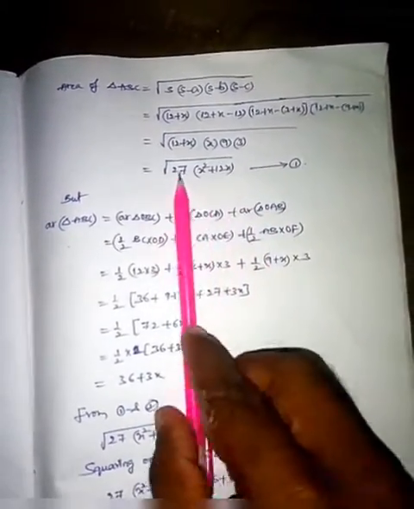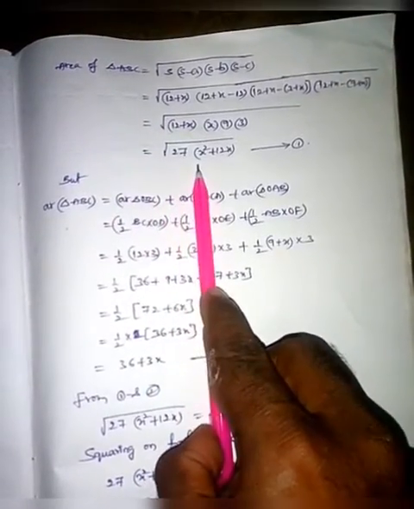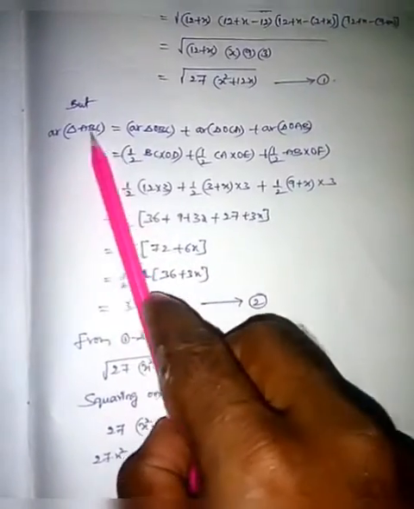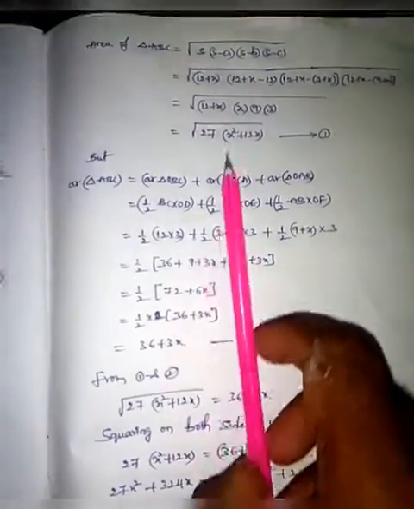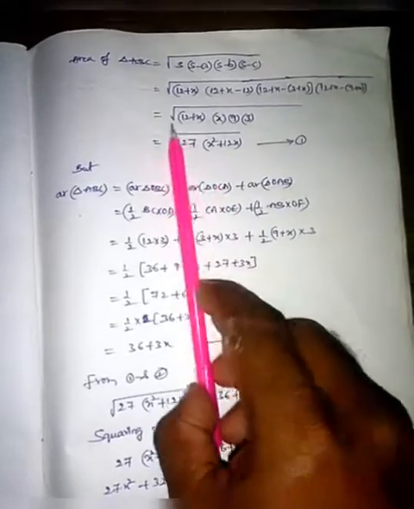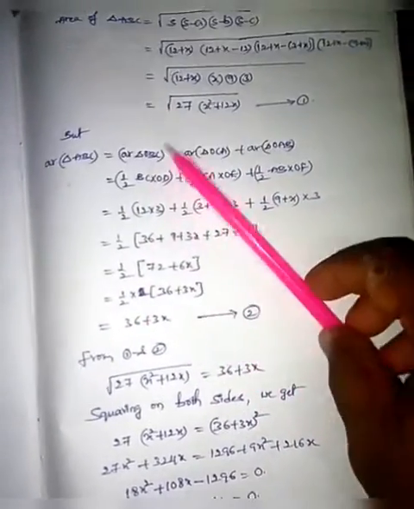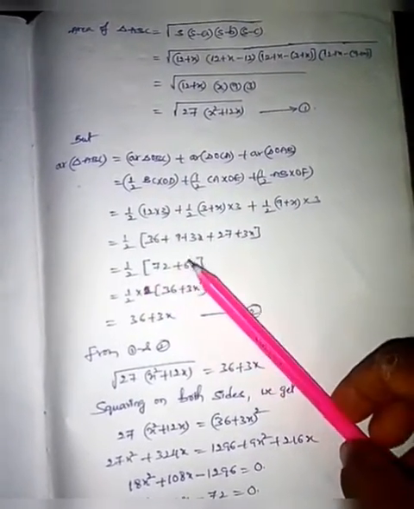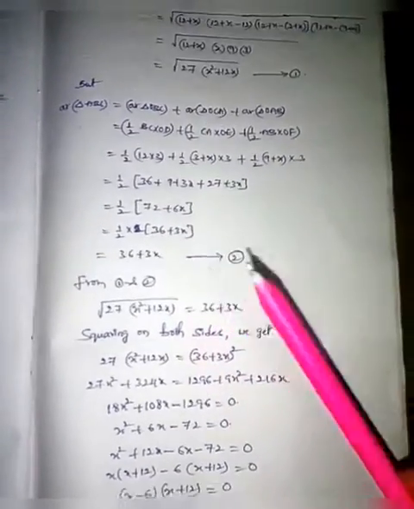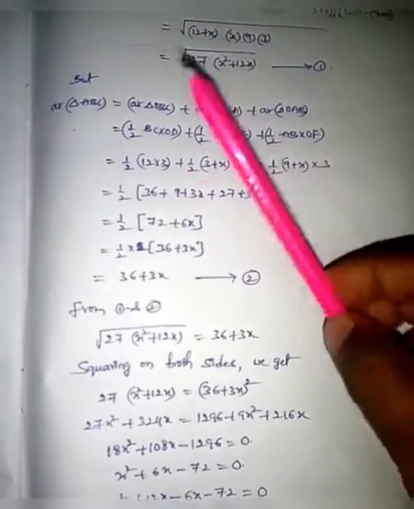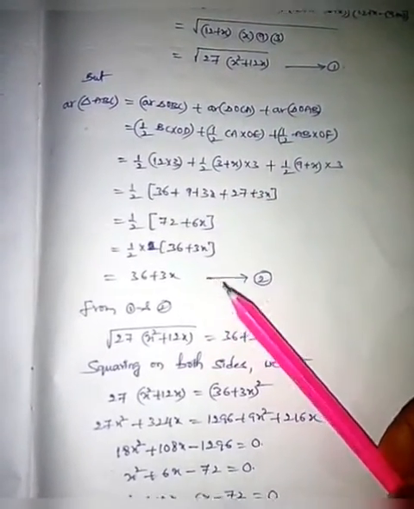Okay. From equation 1, the area of triangle ABC is square root of 27 into x square plus 12x. And from equation 2, the area of triangle ABC is 36 plus 3x. This is the area of triangle ABC, and this is also the area of triangle ABC. So from equation 1 and 2, these two are areas of triangle ABC. Okay, that's why we can equate them. So that means we can equate equation 1 and equation 2.